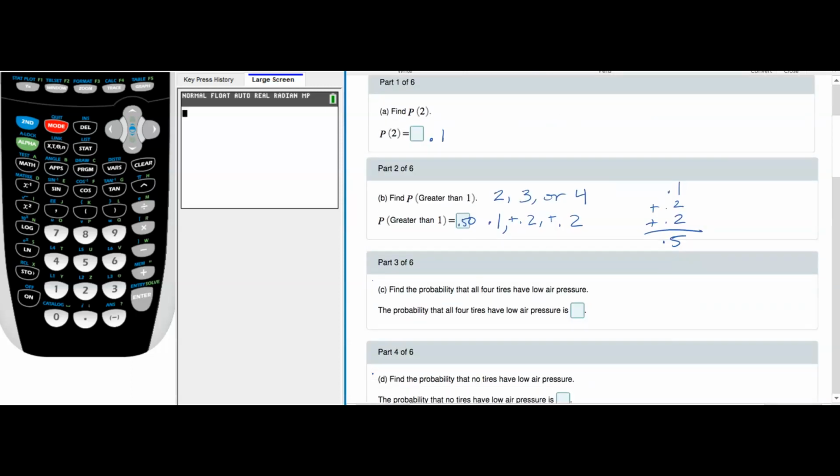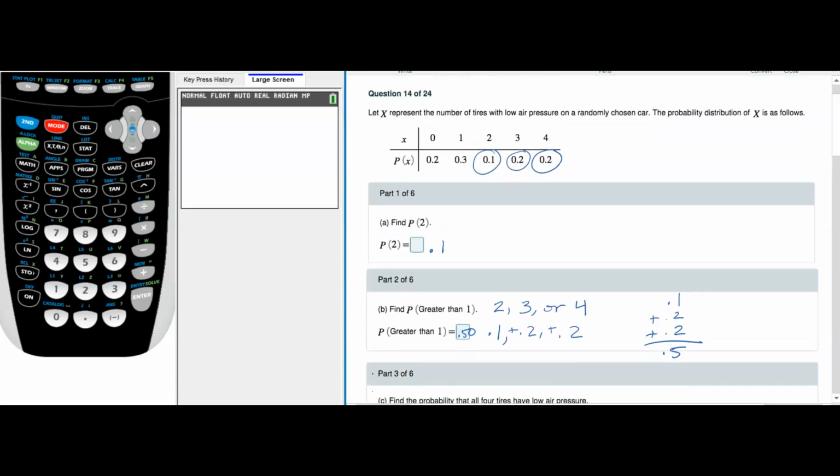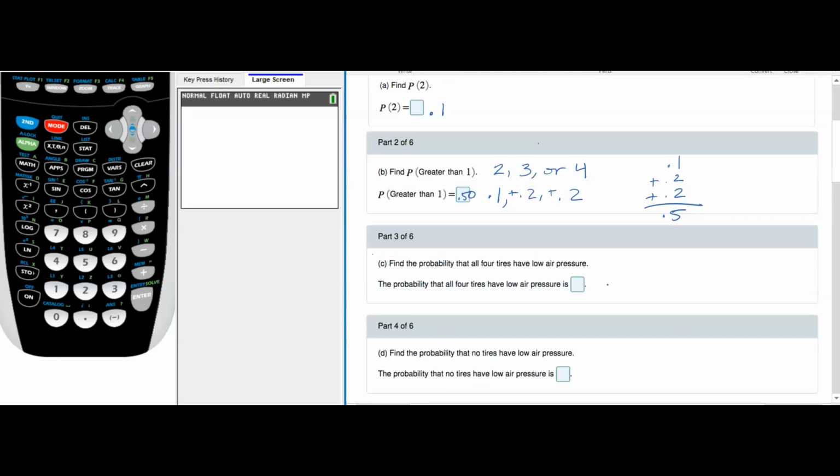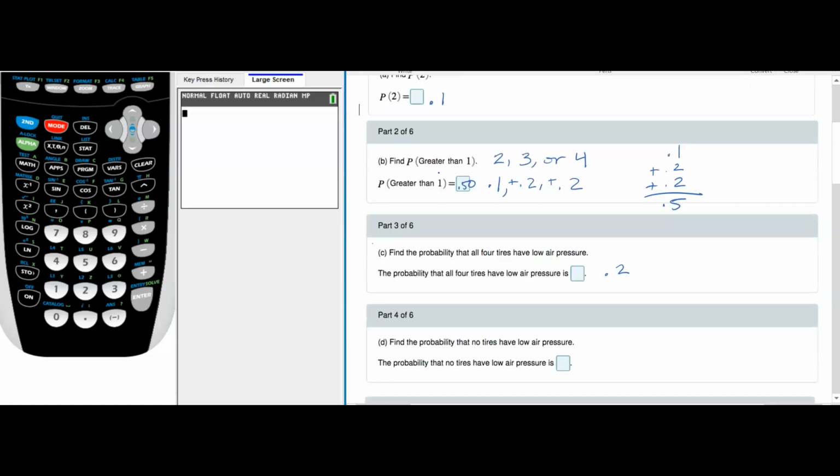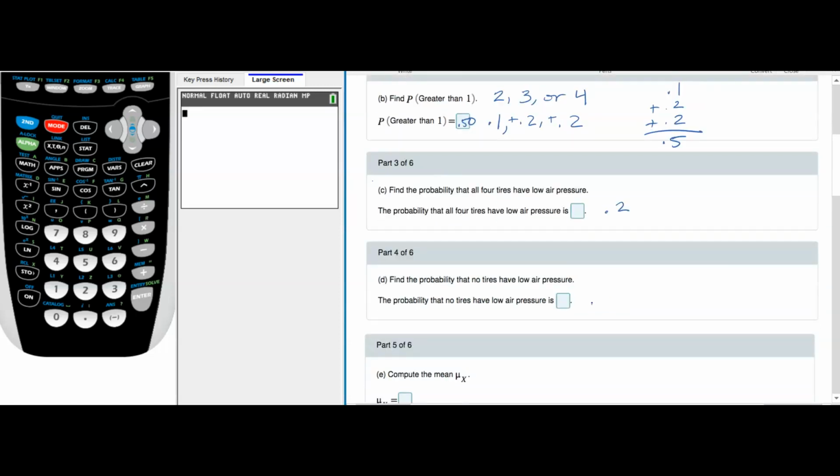Okay, so the next one, find the probability that all 4 tires have low air pressure. So that would just be the probability that goes with the 4. So that would be 0.2. The probability in part 4 that no tires have low air pressure, so that would be the probability that goes with the 0. So 0.2 is the probability that 0 tires have low air pressure.